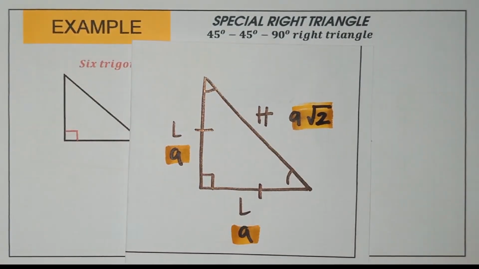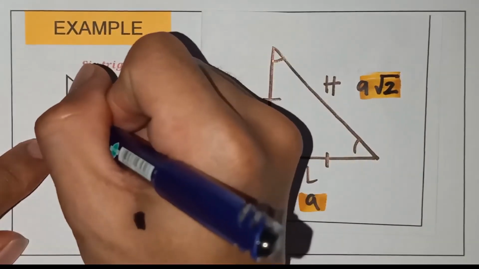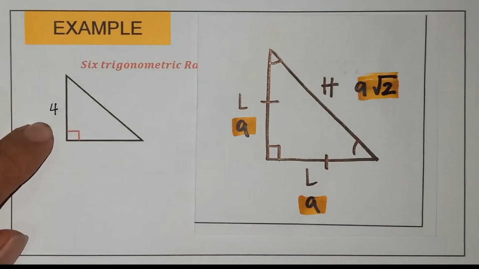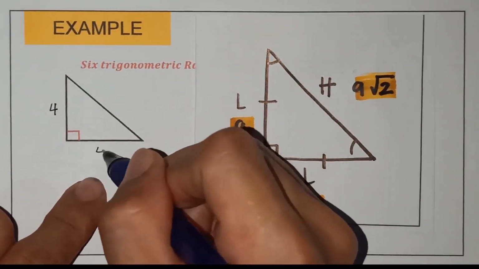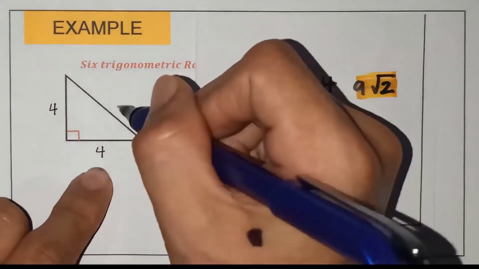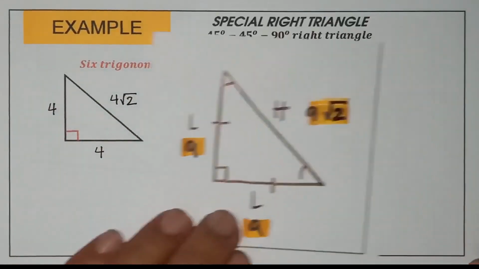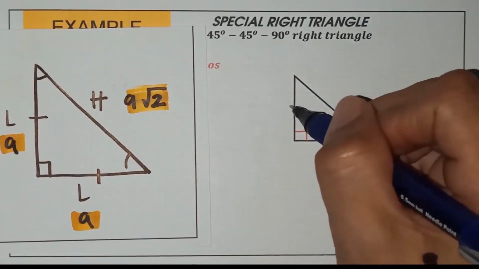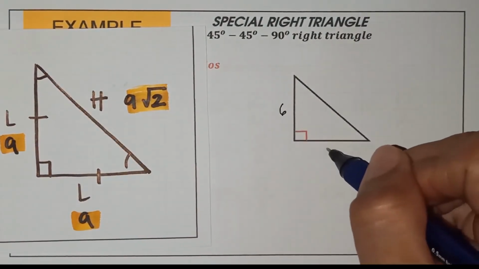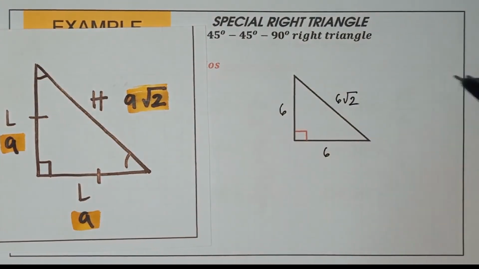So let's say, for example, with this illustration, this is 4. Automatically, the other one is also 4. And the hypotenuse here is 4 times square root of 2. For another example, let's say this is 6. Automatically, the other one is 6. So this is 6 square root of 2.